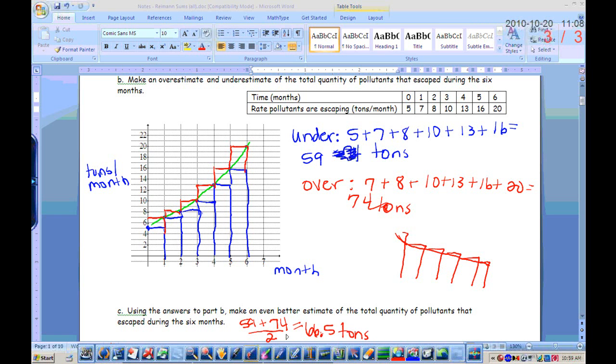Okay, part D brings in another part of new vocabulary. In this problem, the overestimate is also called the right side estimate, and that is because on your overestimate, and that's my red rectangles here, what side of my rectangles is the green curve hitting on the red rectangles? The right side. So my overestimate is considered a right side estimate because the curve is hitting the right side of those rectangles. So up here on the overestimate, you might put right.